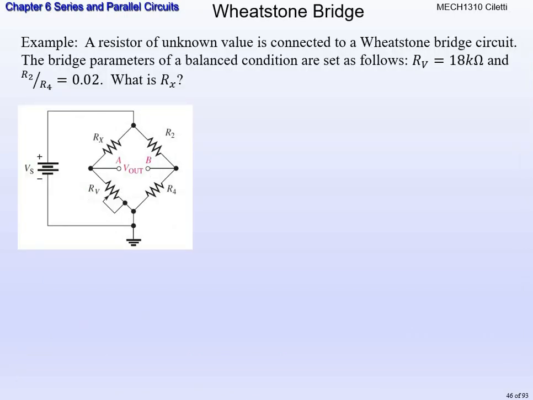Let's do a much more in-depth example here of the Wheatstone bridge. So make sure you draw this out in your notes, and we are going to go step by step how to solve through this. So, example being a resistor of unknown value connected to a Wheatstone bridge. The bridge parameters of the balanced condition are set as follows. RV is equal to 18 kiloohms, and the ratio of R2 to R4 is 0.02. What is Rx? Alright, so we got to see where Rx is and where RV is.